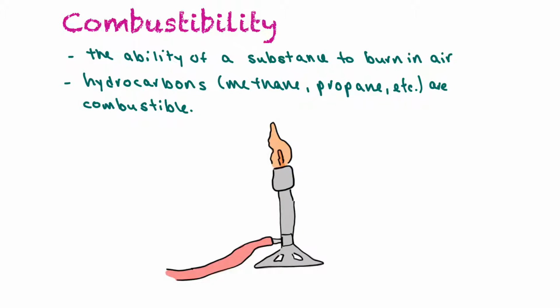Another chemical property is combustibility. And combustibility is the ability of a substance to burn in air. So hydrocarbons, such as methane, propane, and so on, are combustible. And we use this property to fuel furnaces or cars, etc., to provide heat.